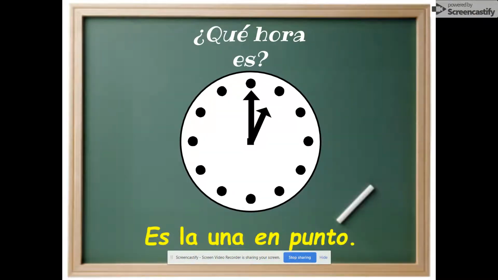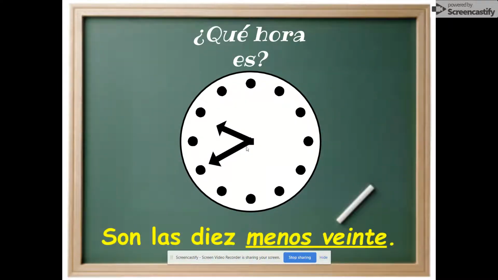Es la 1:00. Only 1 o'clock is going to say it is 1. Or es la 1. For all the other times, 2, 3, 4 until 12, we're going to use son las. That's very, very important.